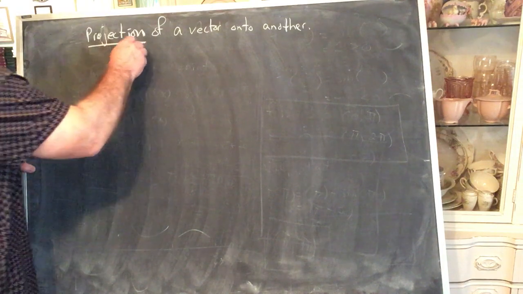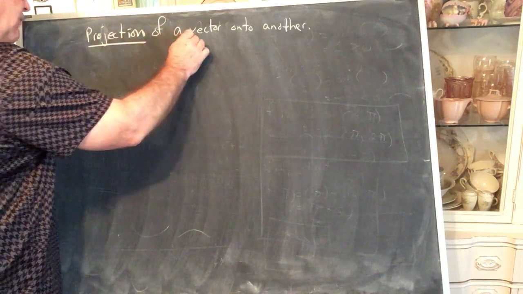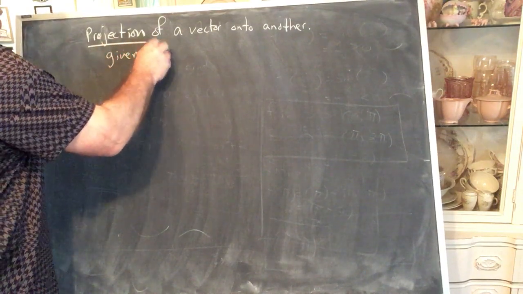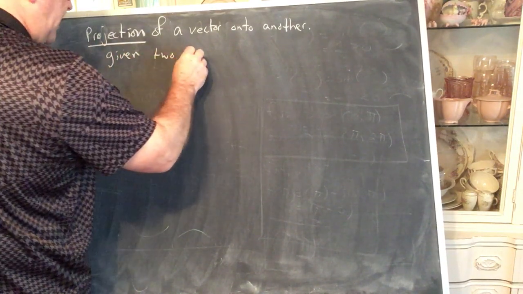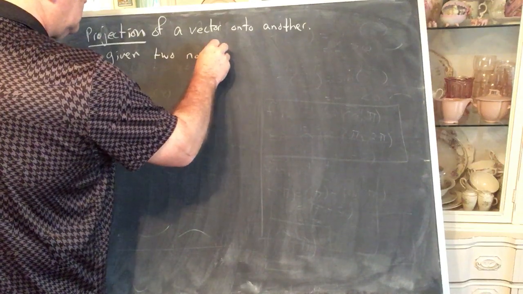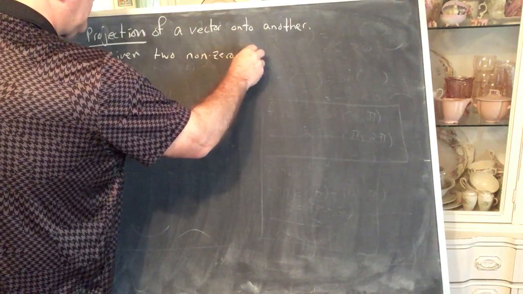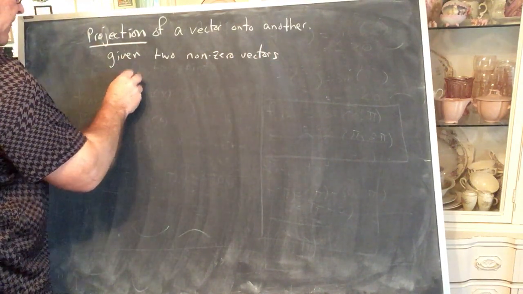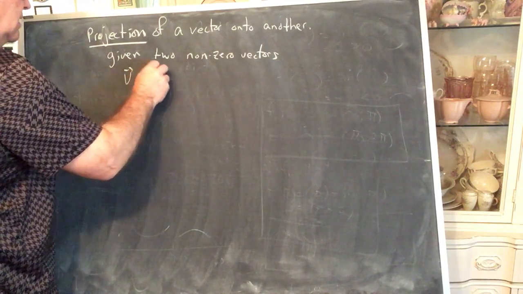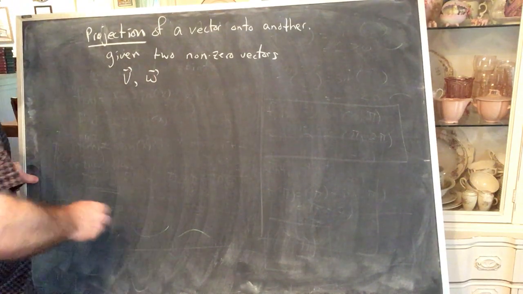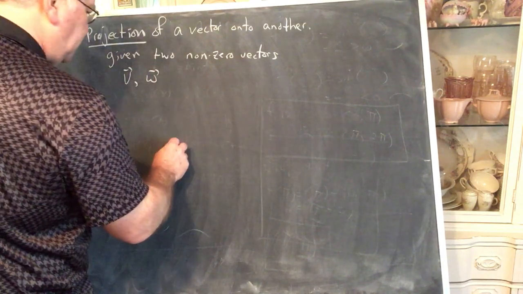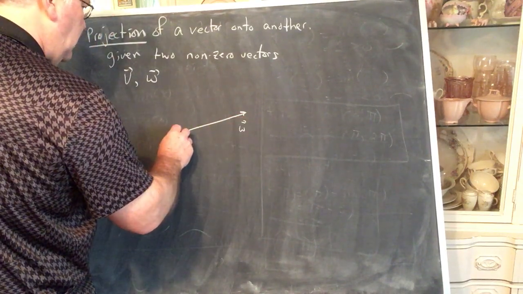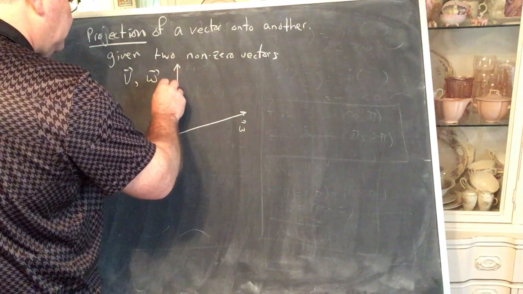So when you're working with the projection of one vector onto another, you need to be given two non-zero vectors. And so we're given vector v and vector w. Now they can be in any orientation. Let's just suppose this is vector w, and let's suppose this is vector v.